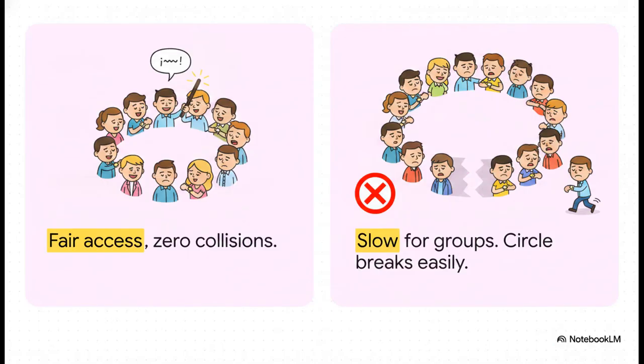Now, this setup is great because it totally solves our collision problem. It gives everyone completely fair access to speak, but imagine trying to pass that single token around a circle of 1,000 guests. Yeah, the latency can be painfully slow for a really big party. Plus, if just one person decides to leave and breaks that physical circle, the token literally can't get past them. And boom, once again, the whole network fails.